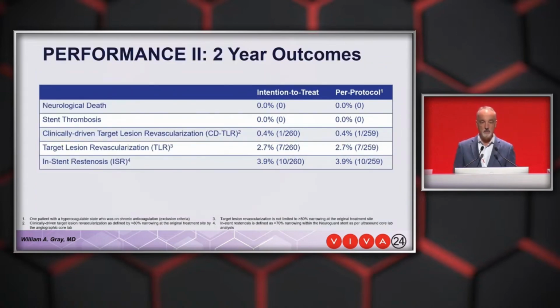Here are the 2-year outcomes. No neurologic deaths, no stent thrombosis. Clinically driven TLR occurred in one patient in 2 years. Target lesion revascularization occurred in 7 patients in the first 2 years, and in-stent restenosis held steady at around 3.5% to 4%.